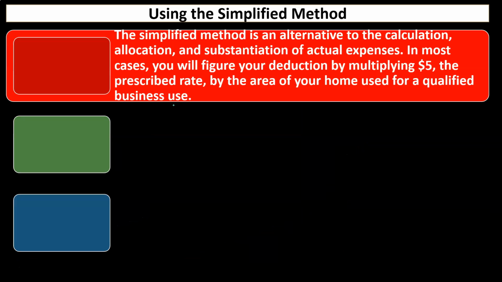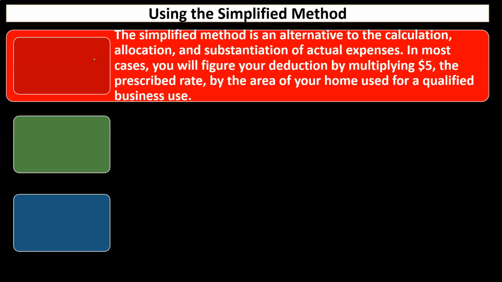Okay, let's take a look at the simplified method. Now we can use the simple method, which is a lot simpler. So the simplified method is an alternative, but obviously because it's simpler doesn't mean you want to use it per se, because you're looking for the biggest deduction. So the question would be, is it going to give you a bigger deduction, and is the time of the more complicated method worthwhile, or is it just easier to just do the simplified method and leave it at that?